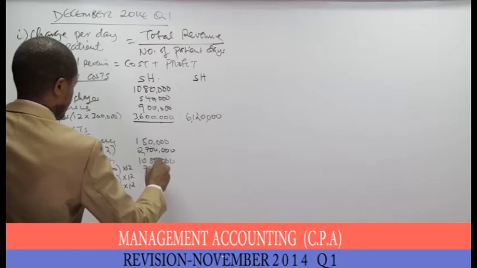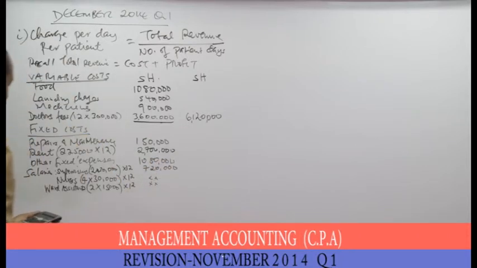720,000. Then we have nurses. Total salary for nurses is 4 times 30,000 times 12.